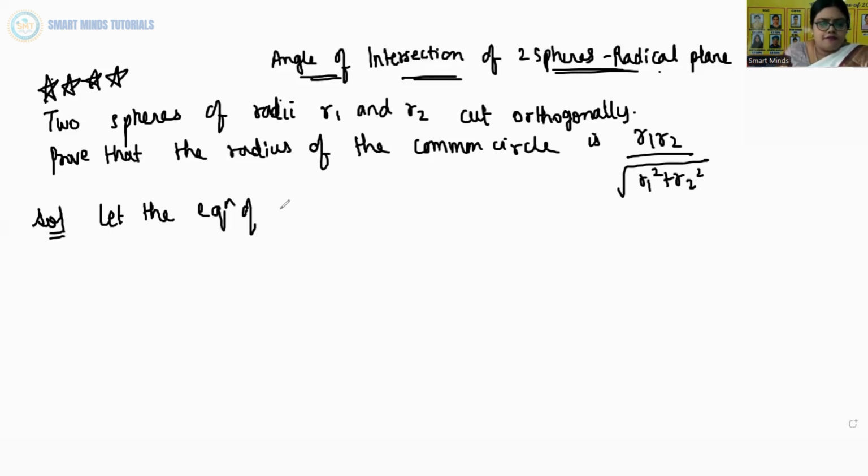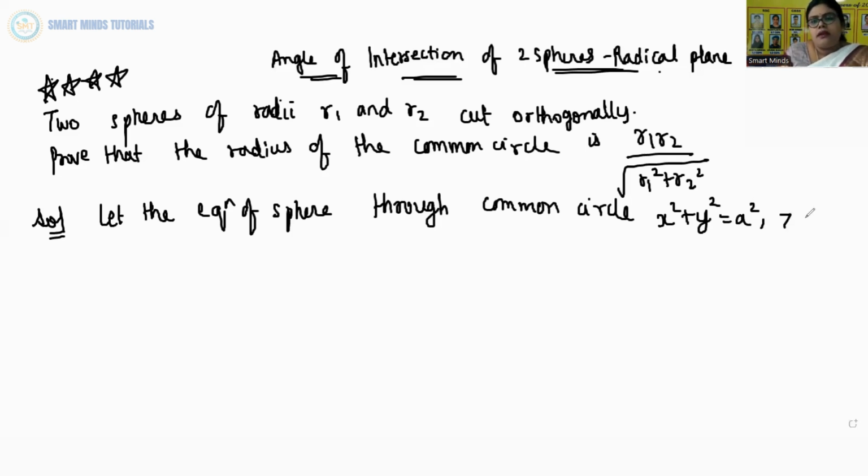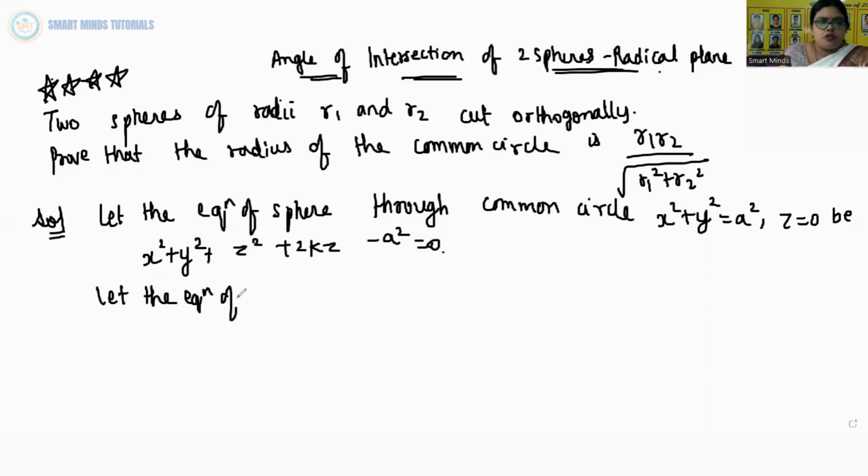So let the equation of sphere through common circle. Common circle is x square plus y square equals to a square and z is equal to 0, be x square plus y square plus z square plus 2kz minus a square is equal to 0. So this is the formula for equation of sphere through common circle.